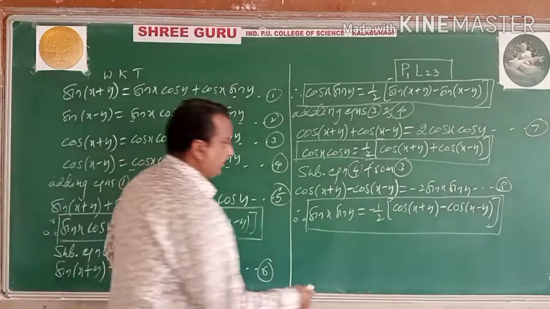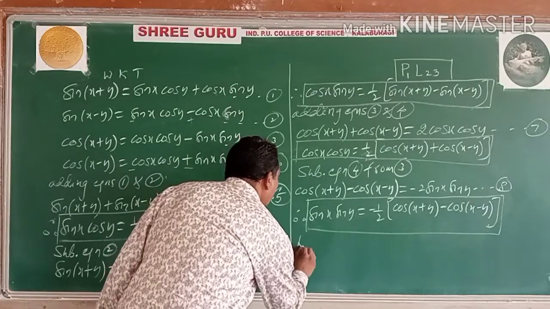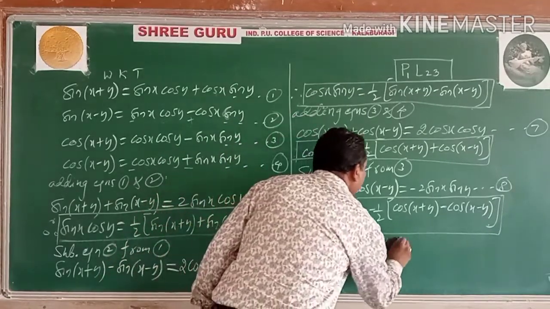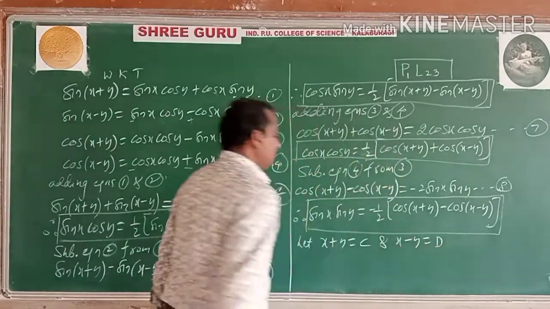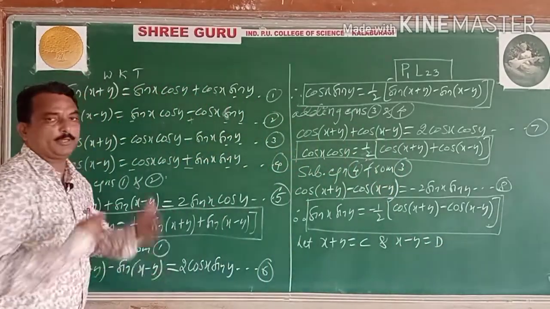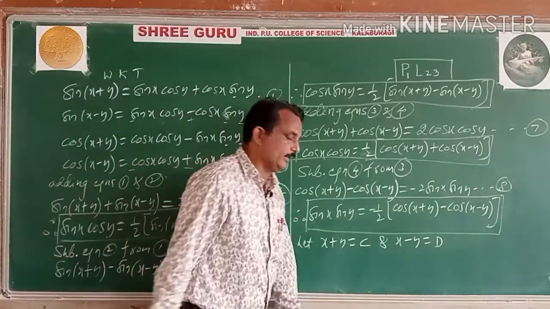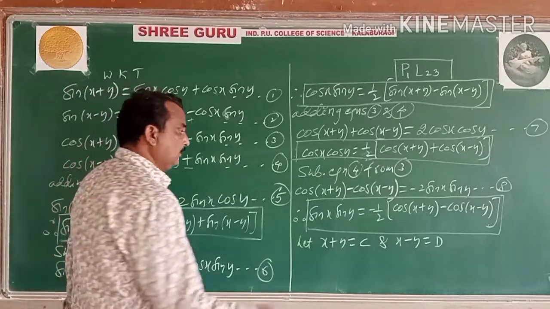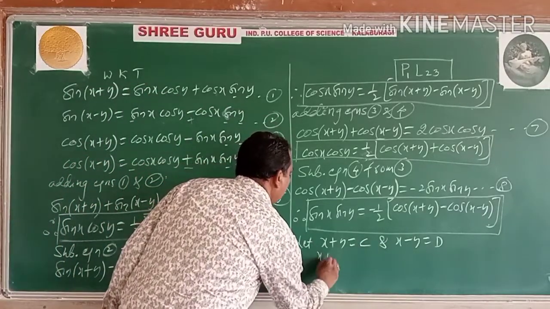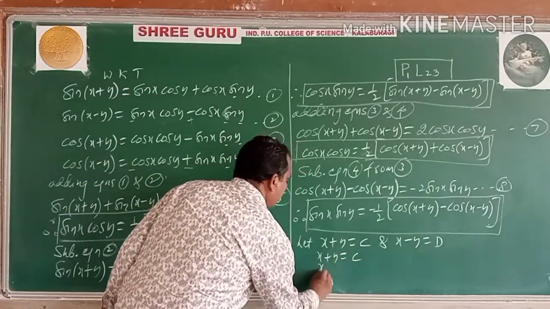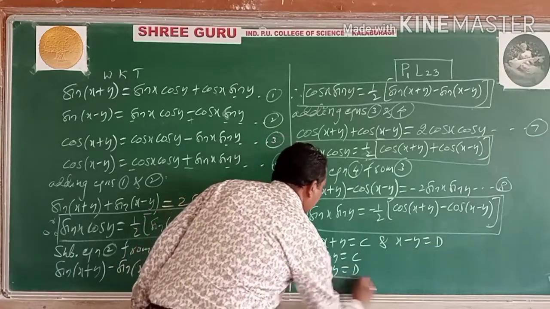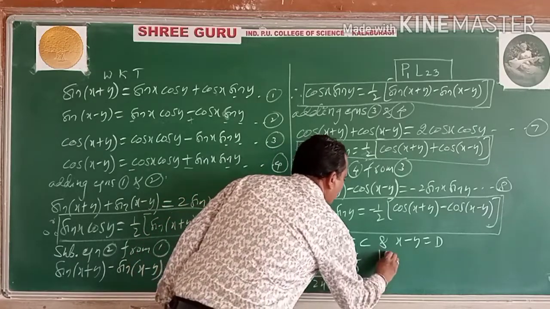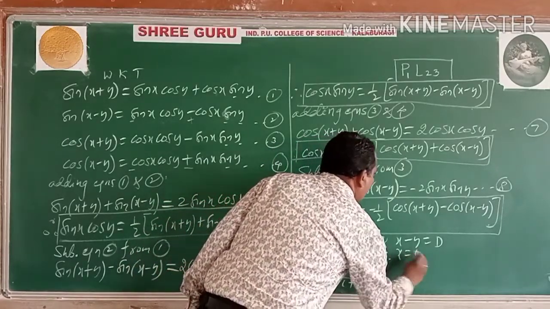Now let us see next. Let x plus y equal to c and x minus y equal to d. We are transforming x and y in terms of c and d to make the sum formula. Then you will have to calculate the x and y values. X plus y equal to c, x minus y equal to d. Adding, y gets cancelled, so 2x equals c plus d. Therefore x equals c plus d by 2.